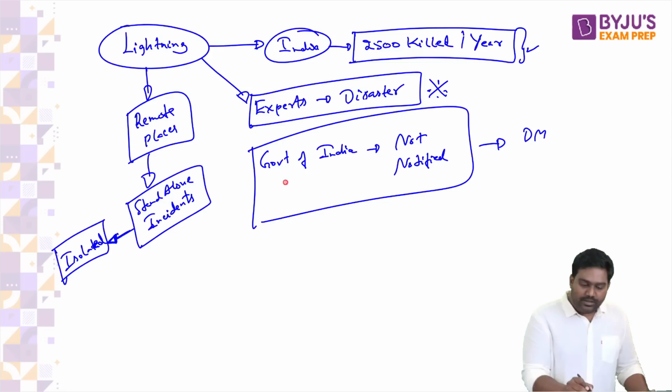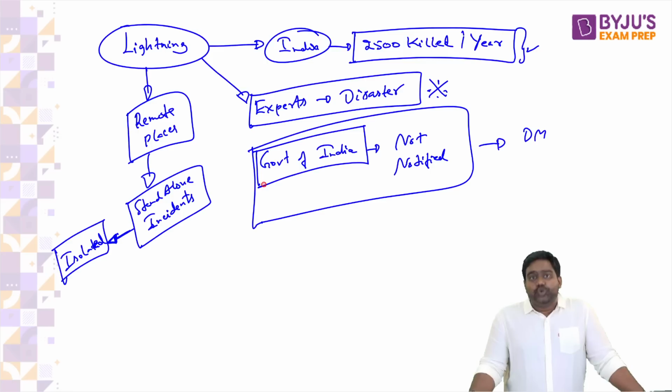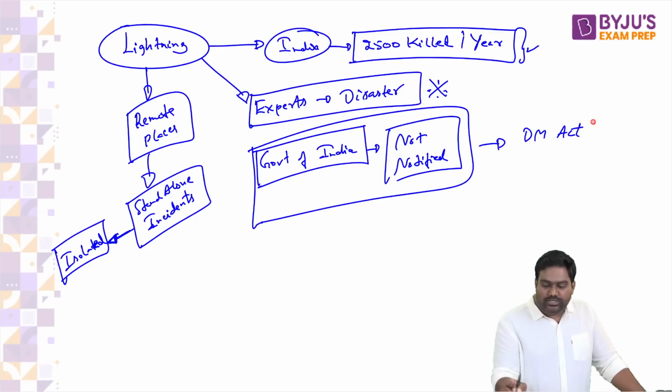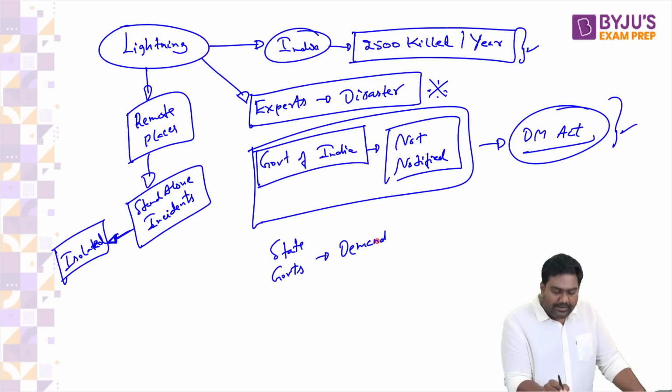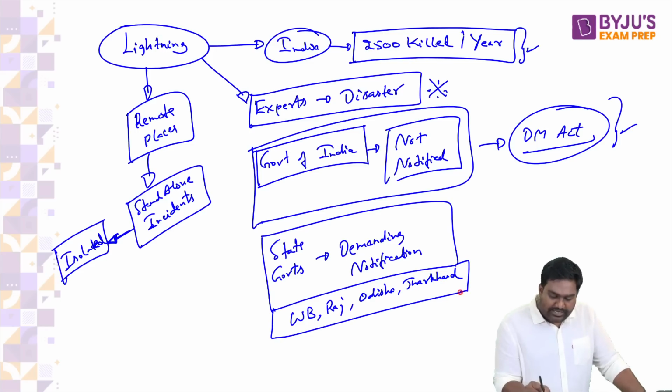Please note this down. Now coming back to our discussion, experts believe that lightning should be classified as a disaster because of its impact. But Government of India has not notified lightning as a disaster according to the Disaster Management Act. State governments are demanding the notification. Several states which are badly affected, like West Bengal, Rajasthan, Odisha, Jharkhand, they report the highest deaths in India from lightning.